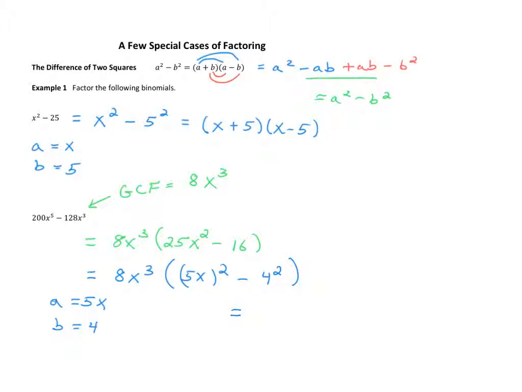So my answer is going to be 8x cubed. I'll set up two parentheses. I'm going to have a plus b, which is 5x plus 4. And then I have a minus b, which is 5x minus 4. And that's the answer to this problem.